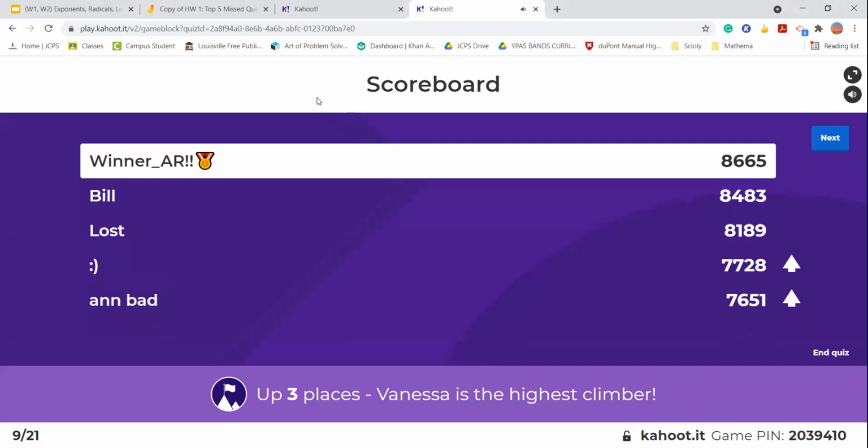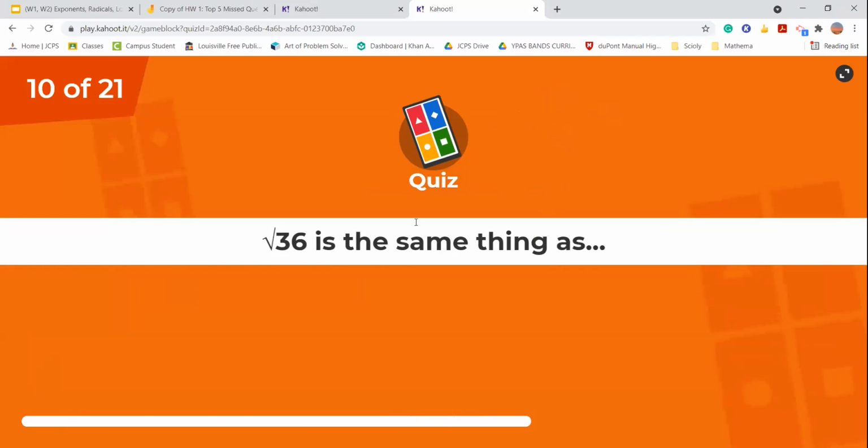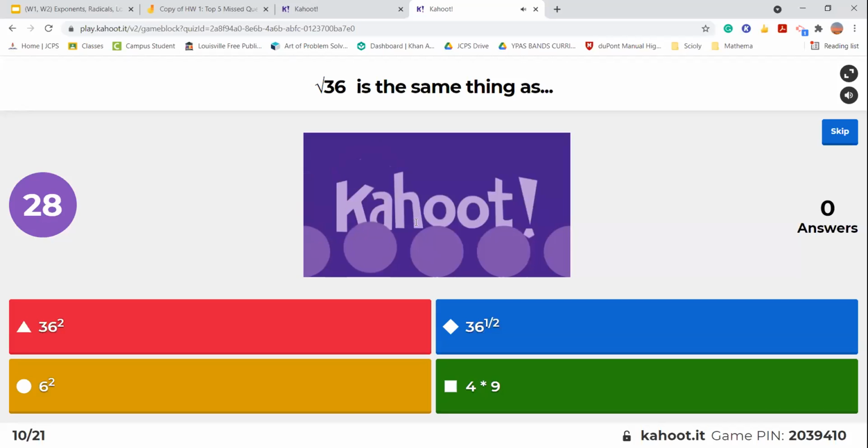Wow, some change. Still pretty close, and anybody could catch up. That's pretty easy.